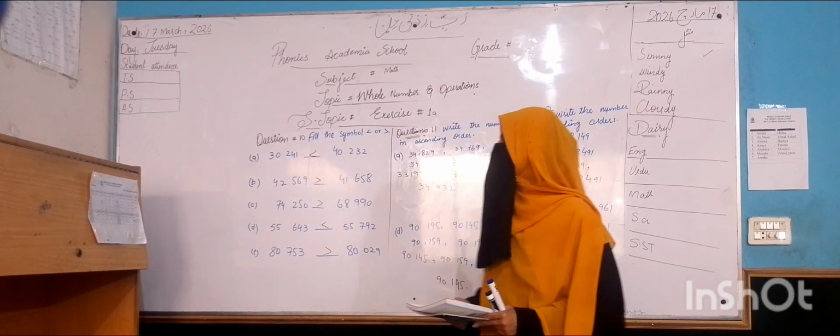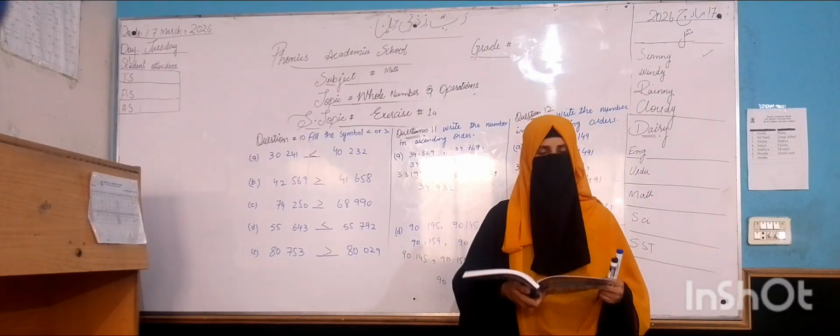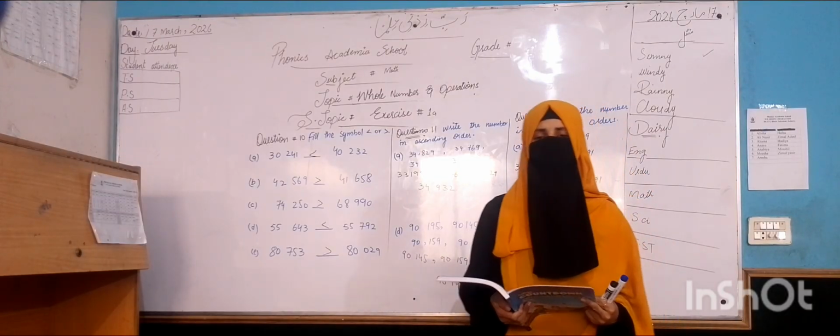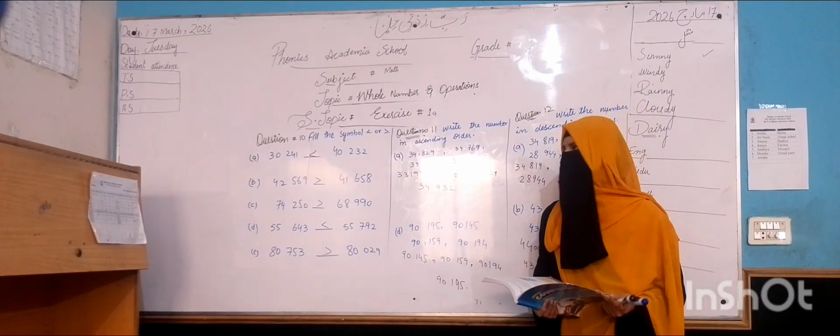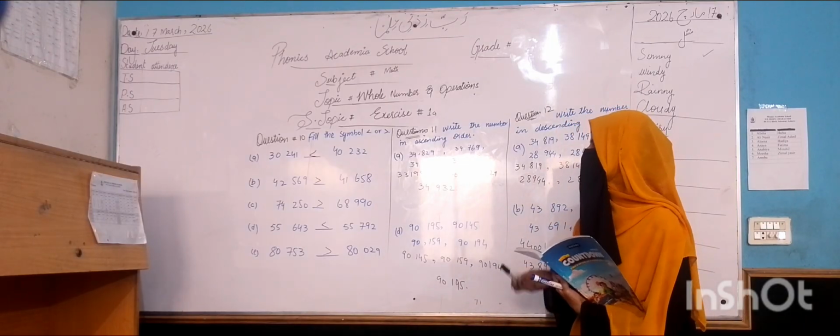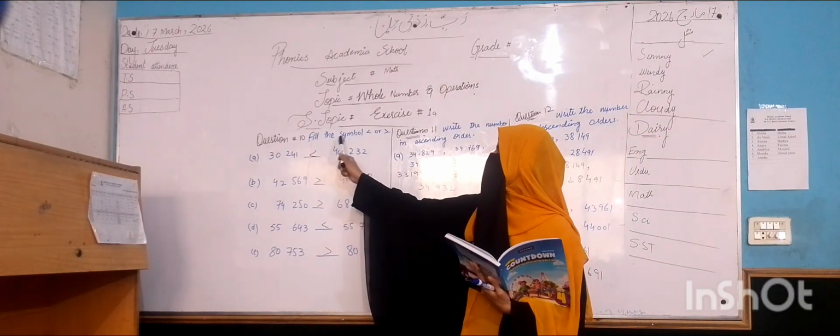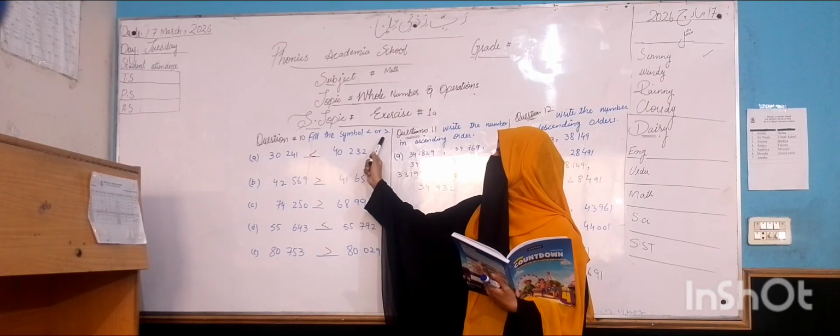Subjects math. So students, all the students open your book, page number 10, in which we have to do question number 10, 11 and 12. So all the students also pick their pencil. Let's start our lecture. Students, question number 10, fill these symbols, greater than or less than.